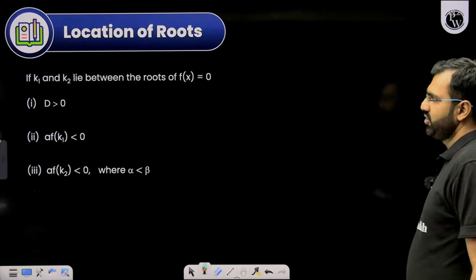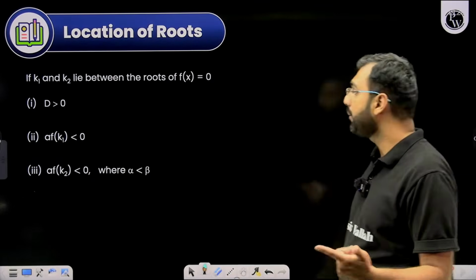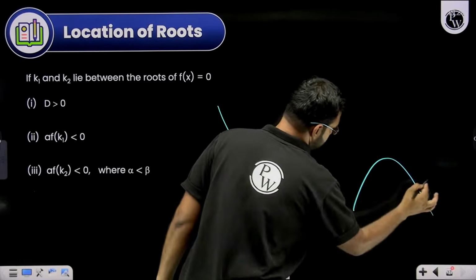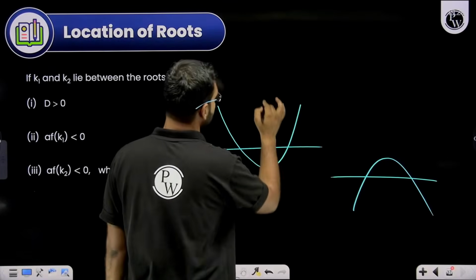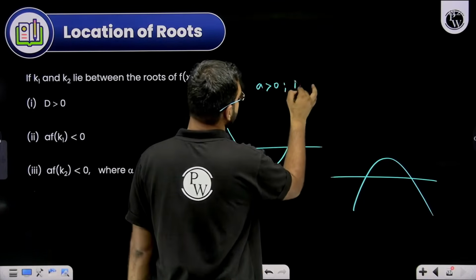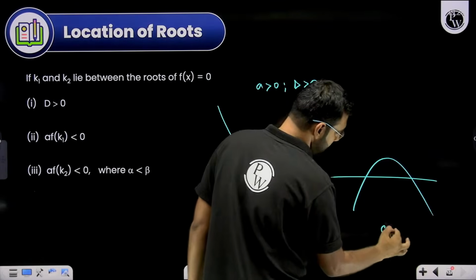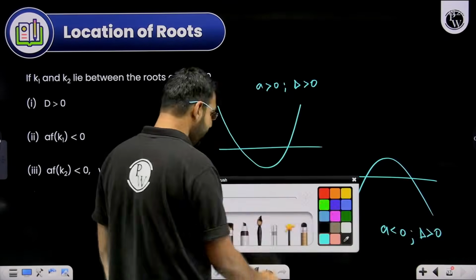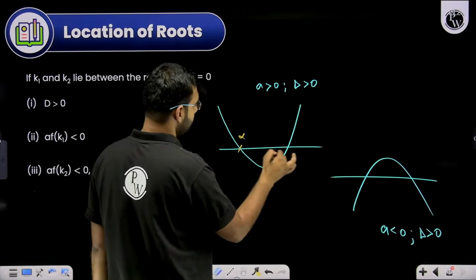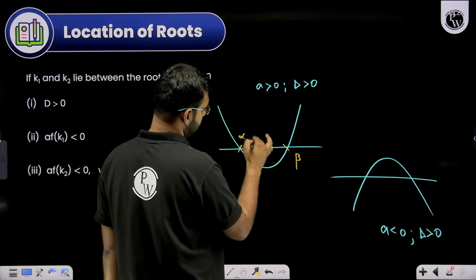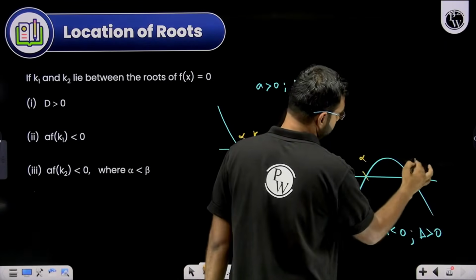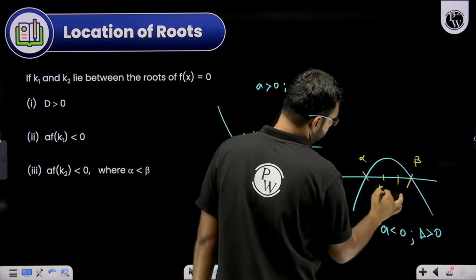Now, the second condition, if K1 and K2 lie between the roots, again a simple one. Again, either this could be the case or this could be the case. If this is the case, A is positive, D is positive. If this is the case, A is negative and D is still positive. Now I am told K1 and K2 lie between alpha and beta. So this is alpha and this is beta, they should be distinct, and K1 and K2 lie between them.